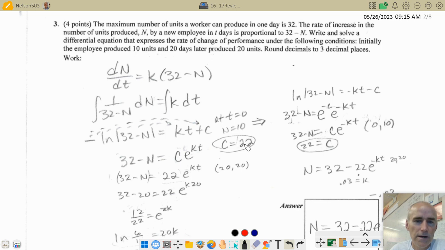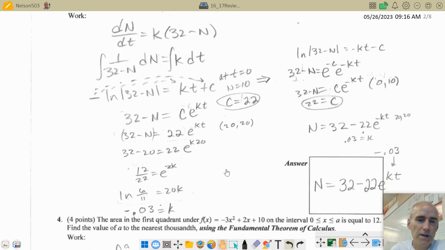Okay, you could do that work right here, right? If you plug a 0 there and you plug 10 right there, you get definitely 32 minus 10 would be 22. See where that 22 comes from? And then e to the 0 power gives you just the c value. So c equals 22. Okay, now when you plug that 22 back in, you got to find the k value. So if I put 20 and 20 in, that's what I'm doing right here, you're going to be able to find the k value by following those steps right there. And it comes out to be negative 0.03.